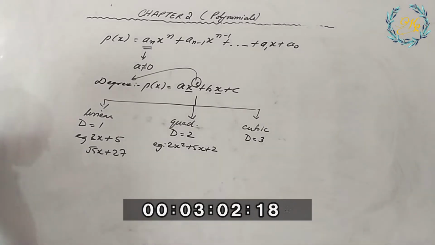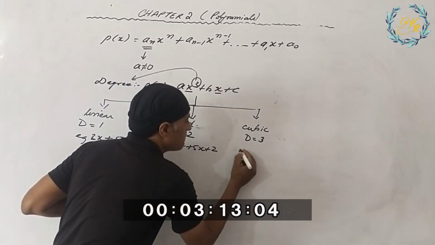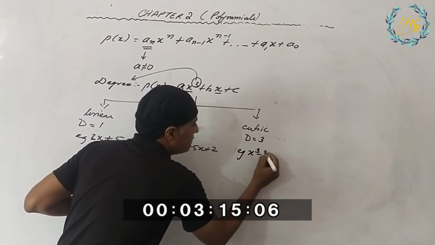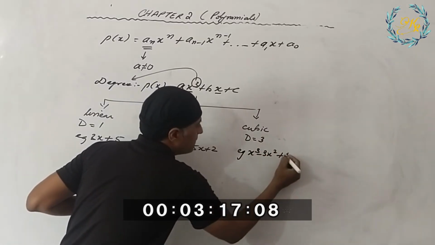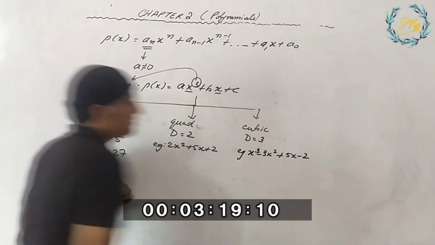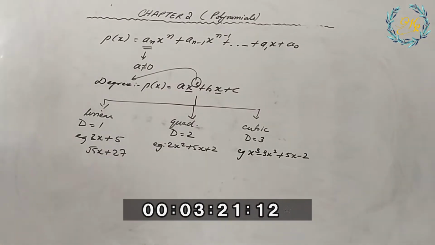Now, a cubic polynomial, a polynomial having highest power or highest degree of variable x being 3, is termed a cubic polynomial. For example, x³ - 3x² + 5x - 2. So, this is an example of a polynomial which is cubic.